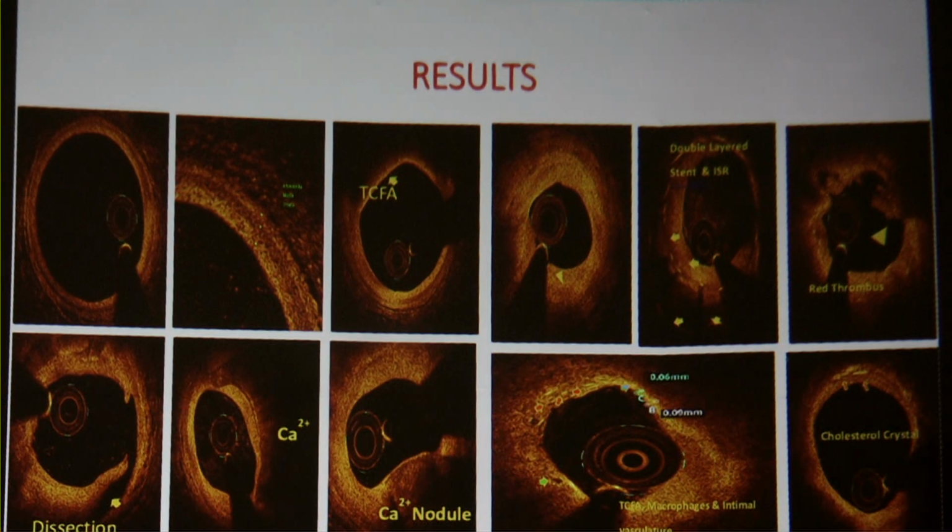Let me show you some images. All these are saline OCT images. You can see all the 3 layers of the coronary artery. You can see TCFA, fibrotic lesion, multiple layers of stents. One thing, whenever you do OCT with saline, you will see these kinds of speckles. You can see dissection, calcified arc, calcified nodule. You can see vasa vasorum also, and cholesterol crystals also.